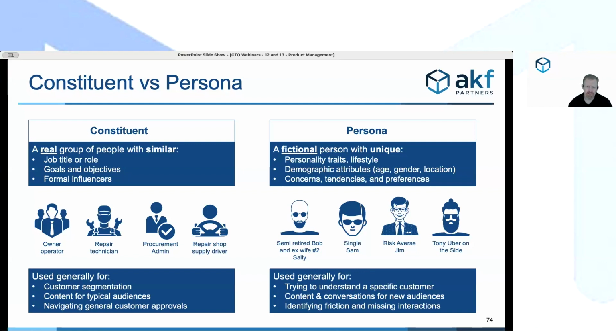And the real goal here is you're trying to identify friction in the relationship or anywhere you're missing a touch point or interaction, where this kind of persona is not where we expect them to be. They're not going to visit our website or they're not going to call in. That's the idea of getting to a persona, where a constituent may not give you that information.